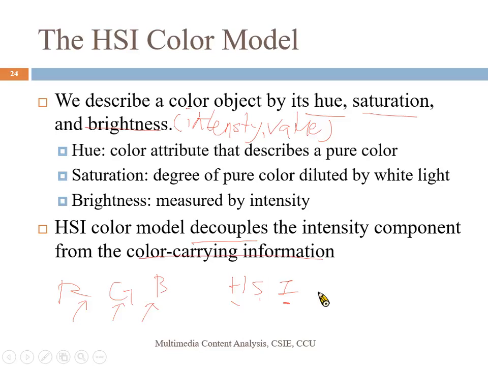For example, image compression. Decorrelation is a very important step in image compression. If you have taken a data compression course before, you may understand this.